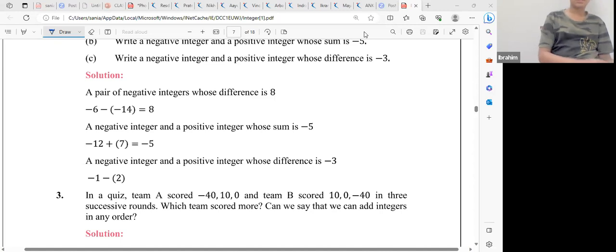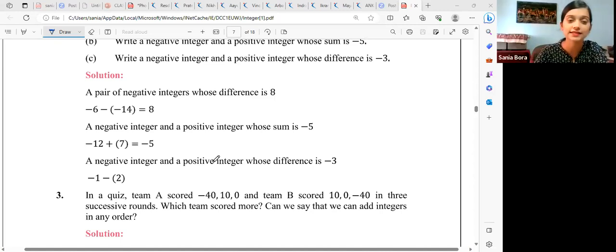I don't understand the question. Okay, what they are asking: in a quiz, team A scored minus 40, 10 and 0 and team B scored 10, 0 and minus 40 in three successive rounds. They have three rounds. In the first round they scored this, second this, third this, and similarly team B scored this. So first you have to tell who scored more. And then you have to tell whether, if you arrange these numbers in any order, you will get the same answer or it will be different. Clear? Not clear?